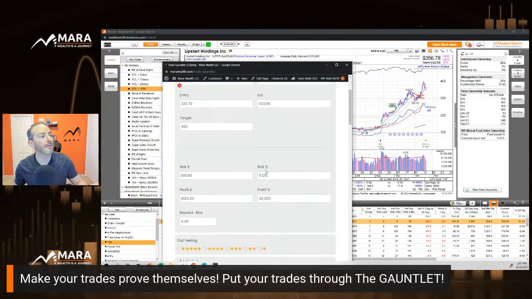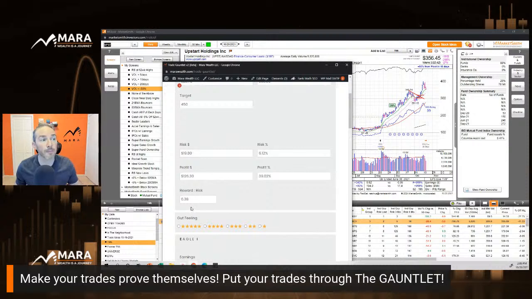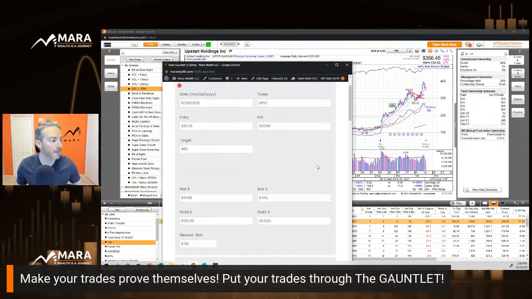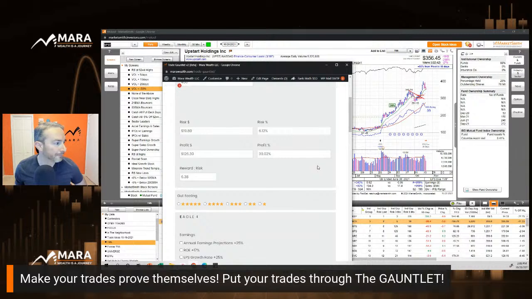And you can see how it starts to populate some of the other fields down here already, right? Like you have your dollar risk per share, the percentage risk on this idea, the total profit that you would get per share, the profit and percentage, and the reward to risk. So this is a potential 6-to-1 reward to risk if entering here and it actually gets to the 450 target. 6-to-1. That's pretty good.